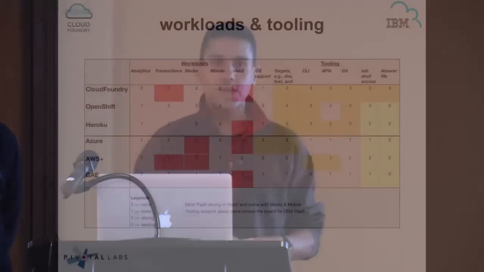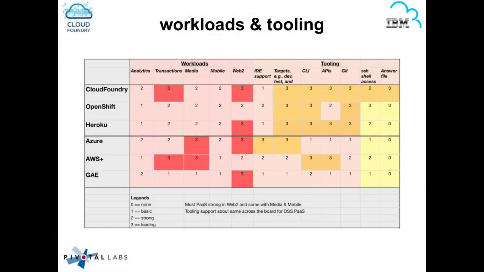All right, so without further ado, let's go through the first group. The first group is workload and tooling. What you see is a map, and the highlights are the parts where the feature is highly supported, and the lighter shade is where it's not supported. One of the things you can see is the workloads: analytics, transaction, media, Web 2.0, mobile seem to be across the board, which you sort of expect, but mobile is increasing.